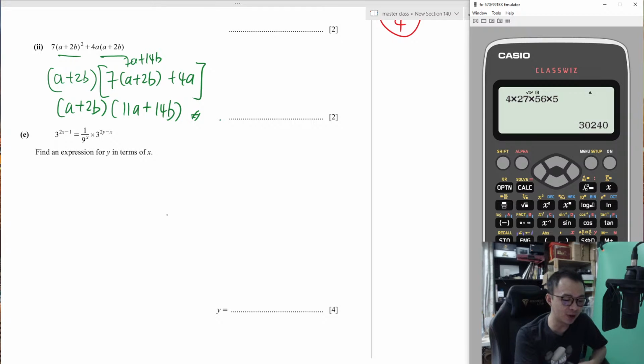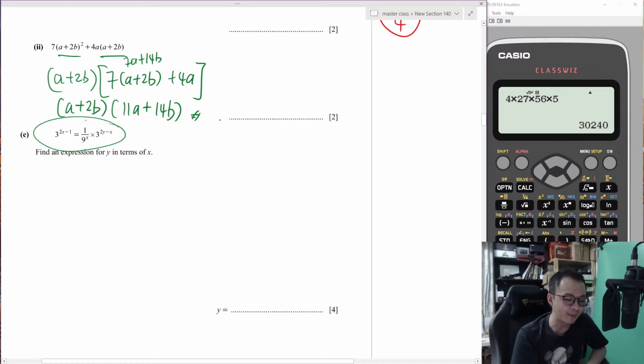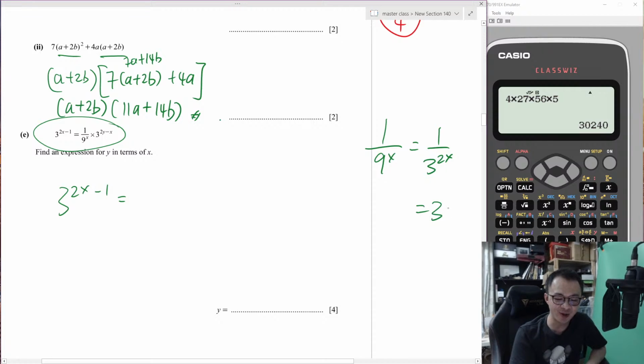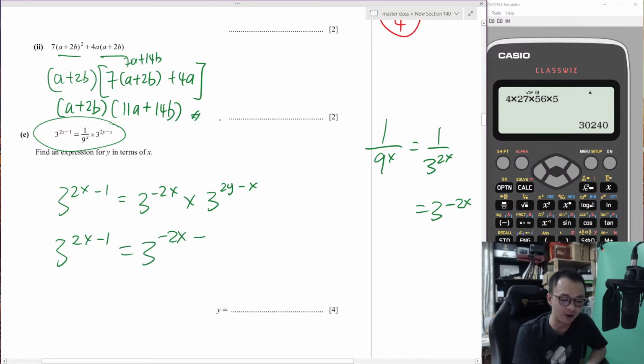Alright, so let's do this question. I believe I can change everything into 3 to the power of something. 1 over 9^x is basically 1 over 3^(2x), which is 3 to the power of negative 2x. So this is 3^(-2x) multiplied by 3^(2y-x). And I know multiplying here means adding the powers.